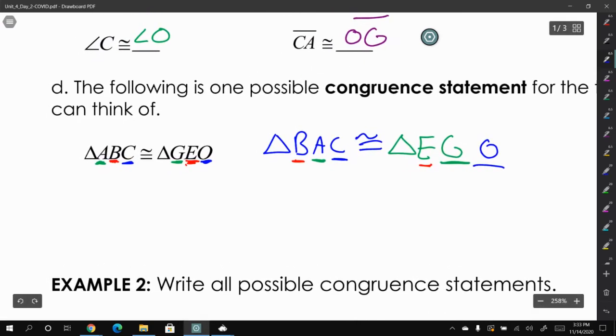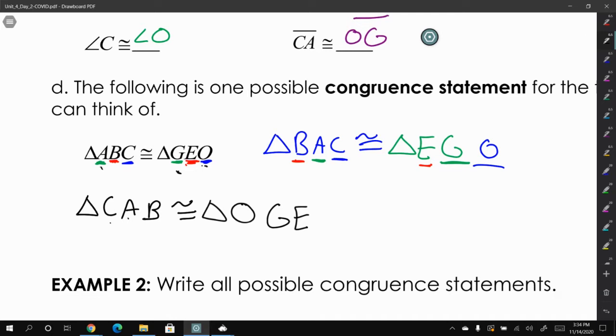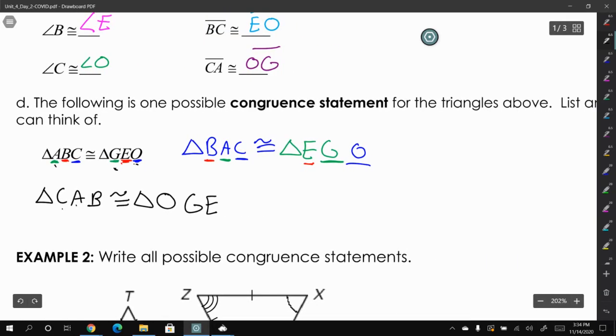We're not going to write them all, but we could also say triangle CAB is congruent to triangle... well, let's look and make sure. Angle C is corresponding with O, so O must go first. A corresponds with G, so G must come next. And then B corresponds with E, so that must come last. So as long as you have the letters or the points in the correct spot, then it doesn't matter what order you have your congruent statement in. Like I said, there's a total of 6 of them for this one. We don't want to write all 6 of them, but just keep that in mind.